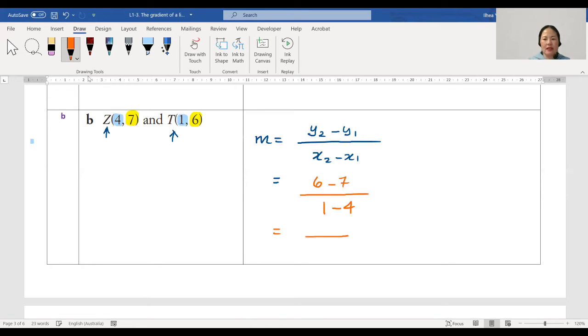So 6 minus 7, think about it as money. You had $6, you spent 7, you borrowed $1. So it's going to be minus 1. 1 minus 4 is minus 3. You can put all this in your calculator. You don't have to think about negative or positive at this stage if you're going to use a calculator. So when you put it in your calculator, you will get the answer 1/3. And that will be your gradient for the line through points Z and T.